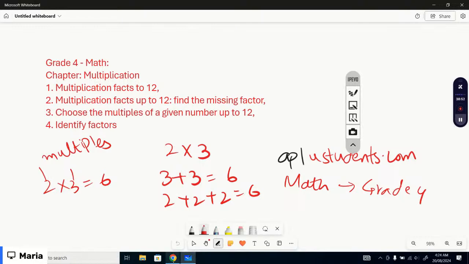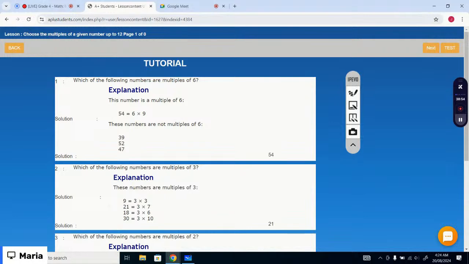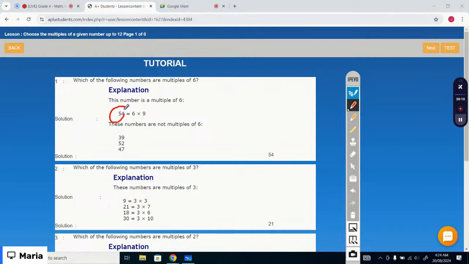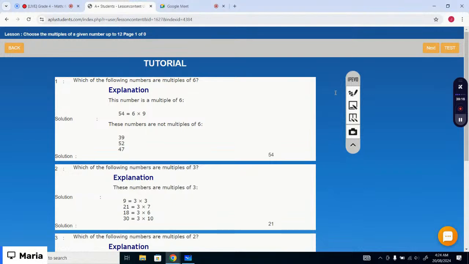Got it? So let's just start with the test question. Which of the following are the multiples of 6? That means the number you make by multiplying 6 by another number, right? You are given four options: 54, 39, 52, and 47. The only number that is a multiple of 6 is 54. 6 times 9 makes 54. Got it? Let's just start with the test questions.